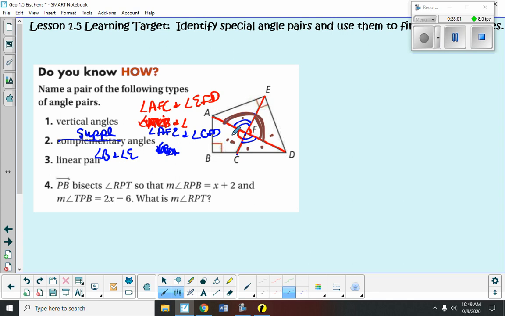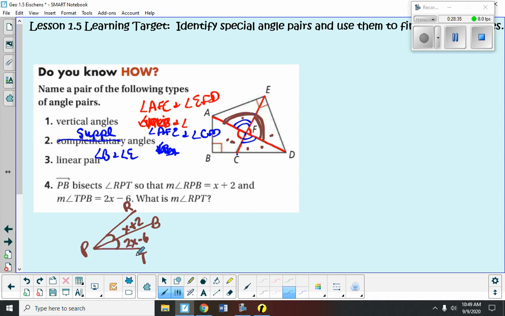Here's another problem. It says ray PB bisects angle RPT. So let's draw that angle RPT, and PB bisects it. And that tells me right away, mark those congruent, and then now label. The measure of angle RPB, this one right here, is x plus 2, and the measure of angle TPB is 2x minus 6.